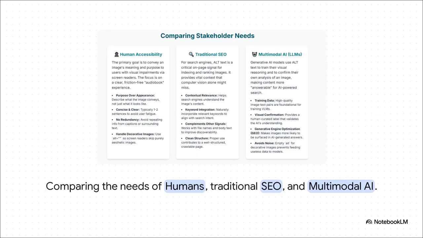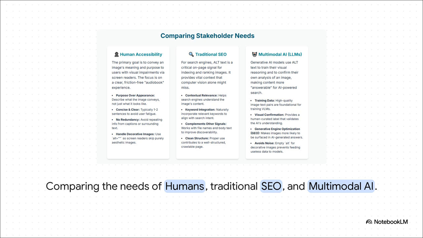And this is where it gets really interesting. When you look at how different their needs are, let's break it down. For humans, you want something clear, almost like a little audiobook description. It's about the purpose, not just what it looks like. For a good old traditional SEO, yeah, it's still about keywords and context for ranking. But for the new AI, whoa, it's totally different. For the AI, your alt text is literally training data.